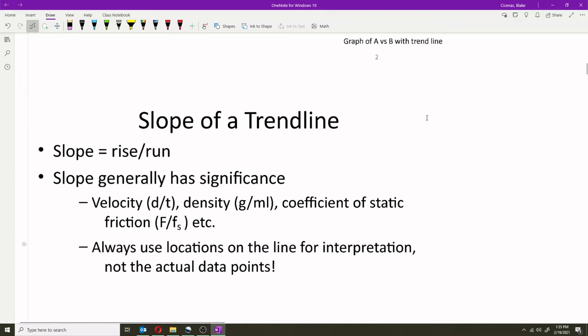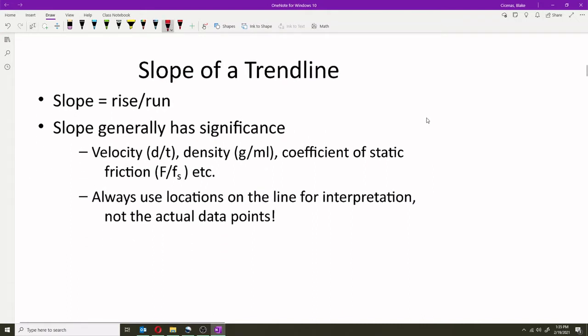Slope of a trend line is rise over run. So if you remember from pre-algebra in high school or middle school, whenever you had it, it's y2 minus y1 over x2 minus x1. And it generally has some sort of significance. In our case, it's density because it's mass divided by volume. But for a case of velocity, it's displacement over time. Coefficient of static friction is the applied force divided by the static frictional force, etc. The point is, it actually has some physical meaning, and it can help us make predictions about the physical world. And that's why it's important to find the slope and everything that goes with it.